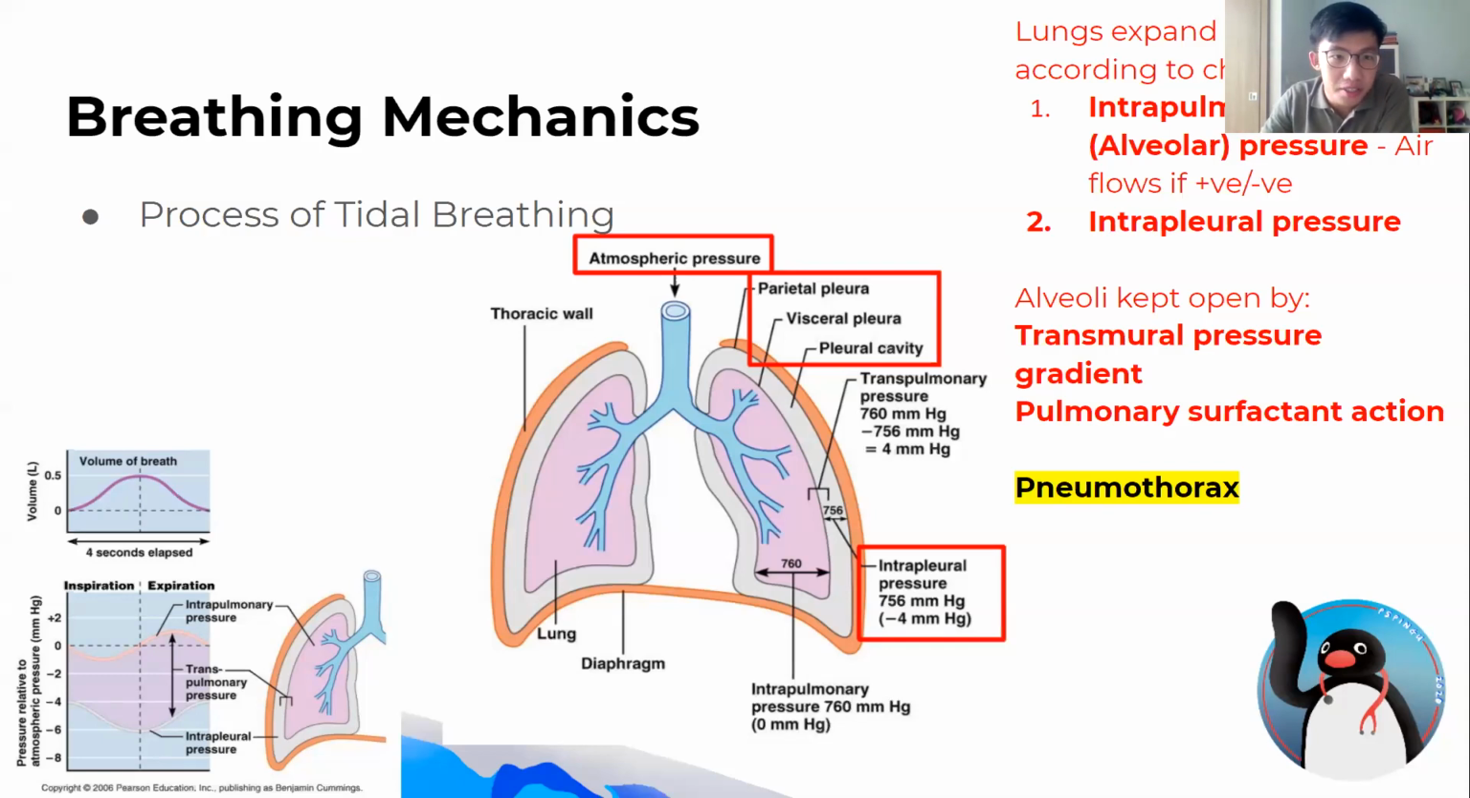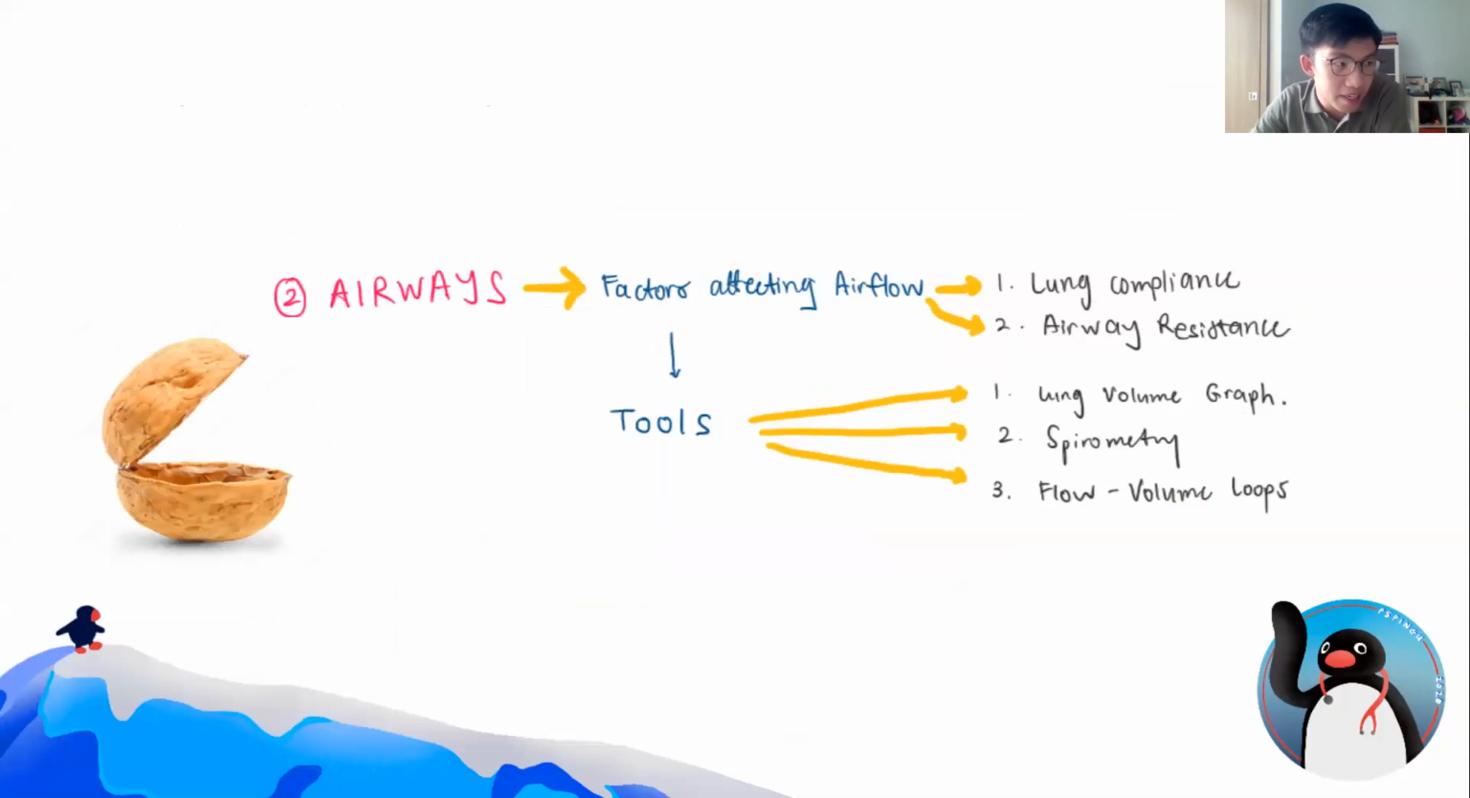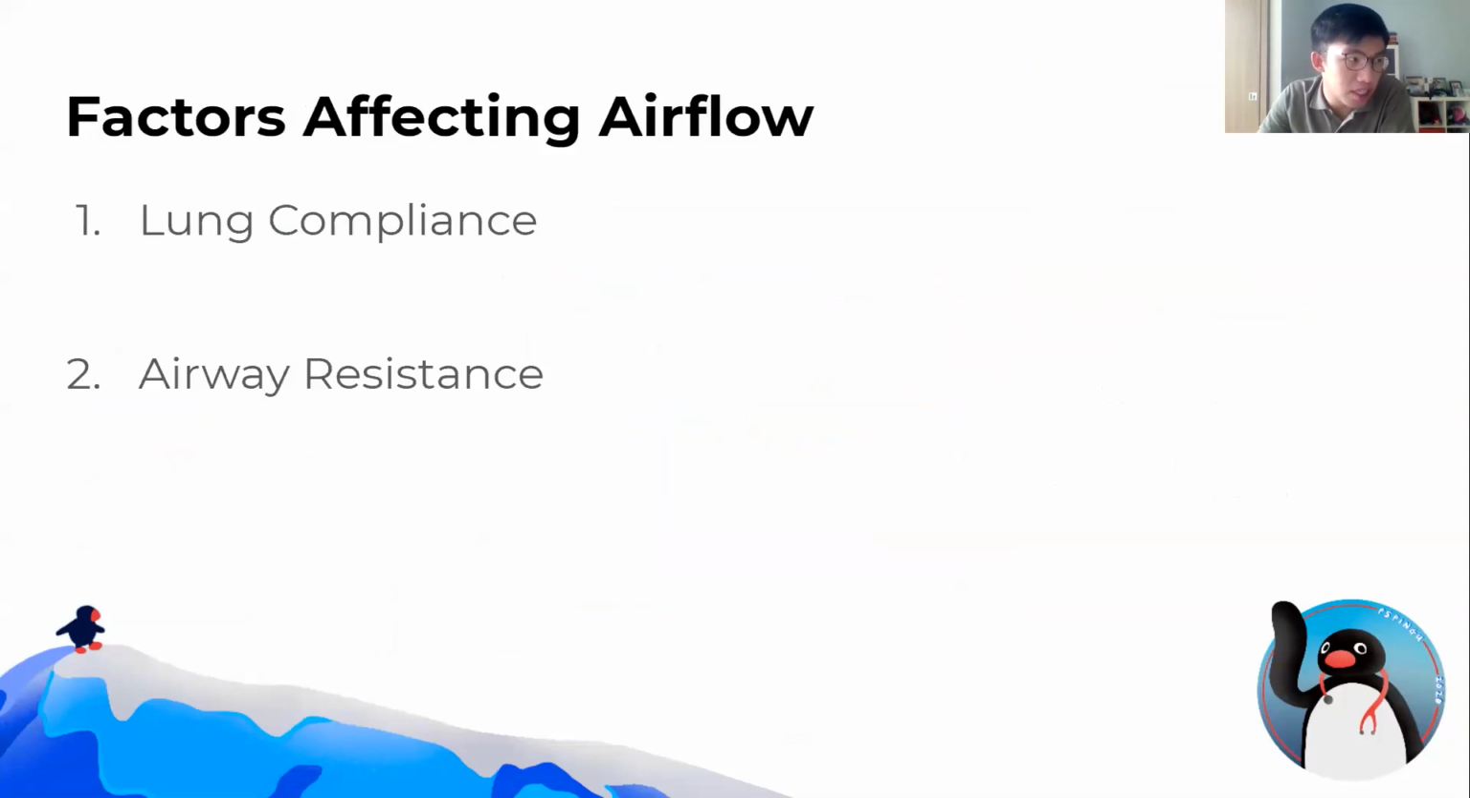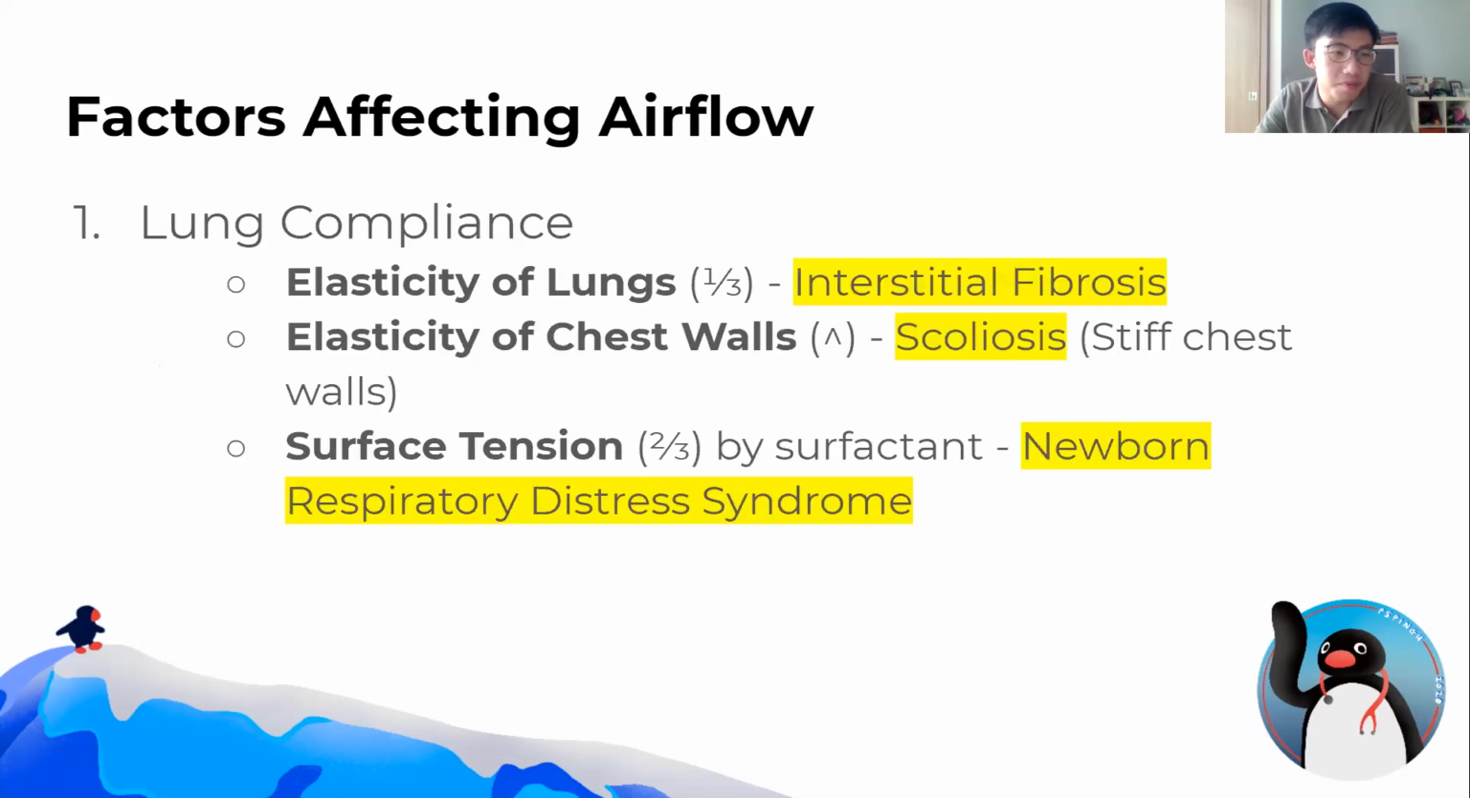Okay, next. The second part, which I'll be covering, is airways. And for airways, I'm just going to cover two things. First would be the factors affecting airflow. And the second would be the tools that we use to measure airflow and the volume within the lungs as well. So let's just break it down. Factors affecting airflow, there are two in particular. One is lung compliance, and the second is airway resistance. So what does this mean?